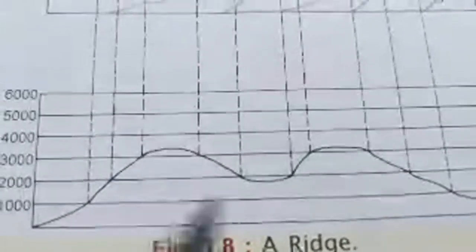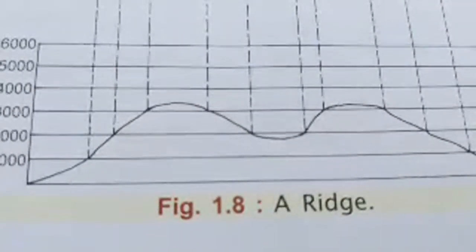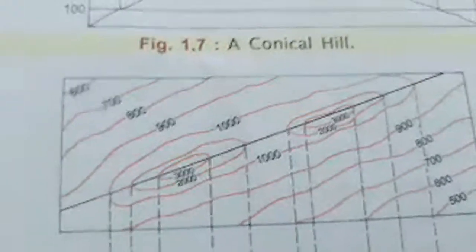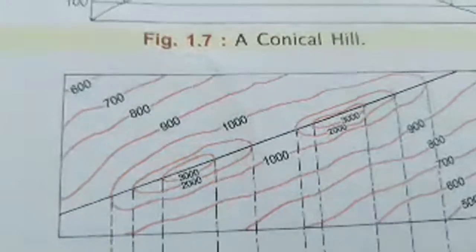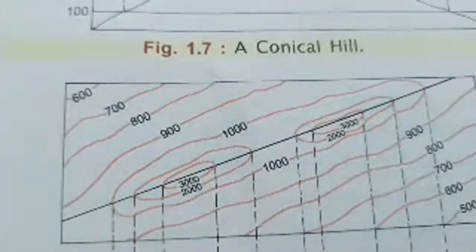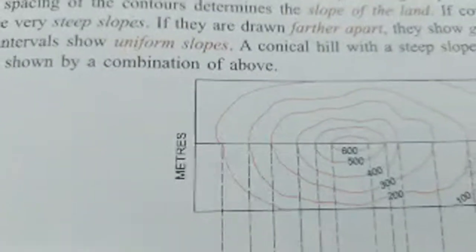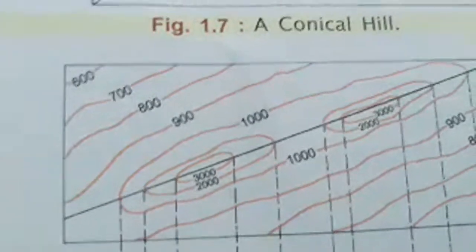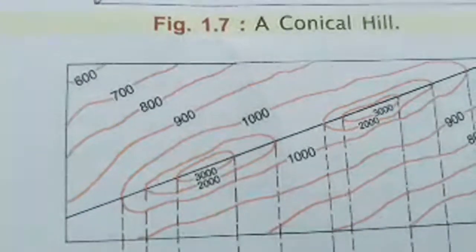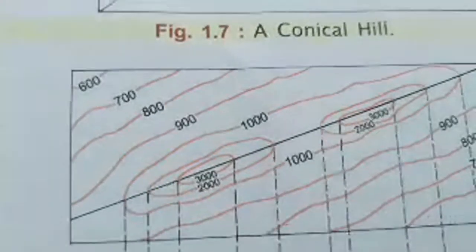So this feature is actually called what? A ridge. And how is it shown? Just look here above. Brown lines are there, but these brown lines are different in comparison to this conical hill. If you see here, the ridge is shown in a different way by different lines. Now let me show you some more examples.